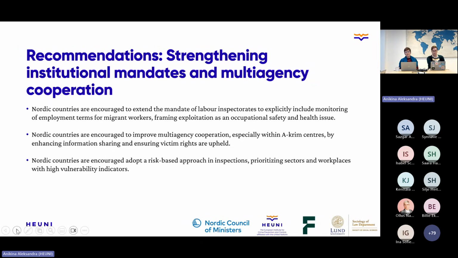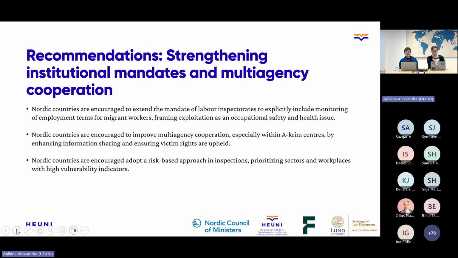We also encourage countries to improve existing multi-agency cooperation and to introduce, for instance, the ACRIM Centre model, and also to strengthen that within the existing ACRIM centres by strengthening information sharing and then to ensure that there is a clear victim perspective, which we see is currently a bit lacking.